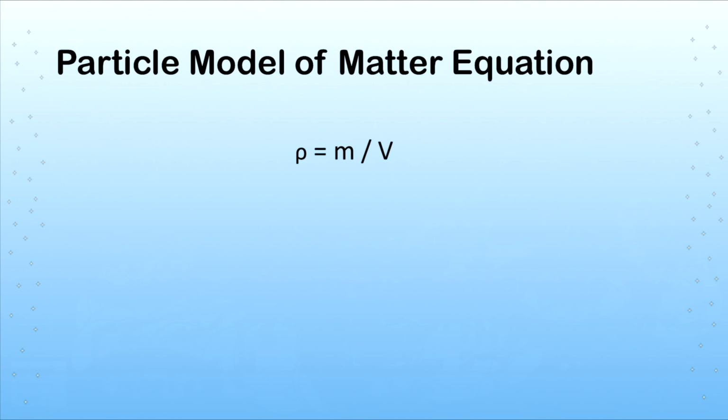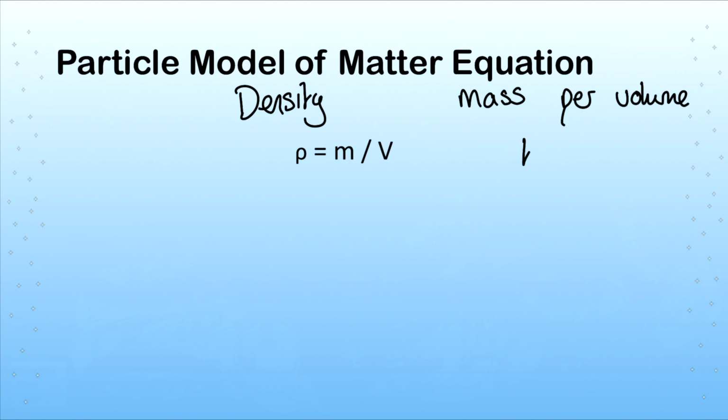The last and final equation we need to know is from the particle model of matter, and this is for density. If you think about what density is, it's how much matter there is per volume of the substance. So it's the mass per volume. And the unit for that, therefore, is kilograms per meter cubed.